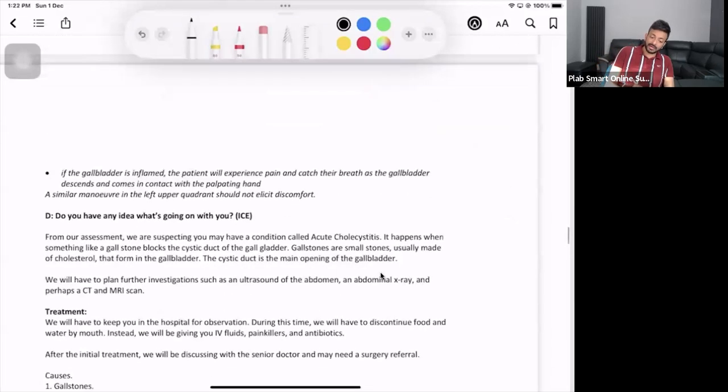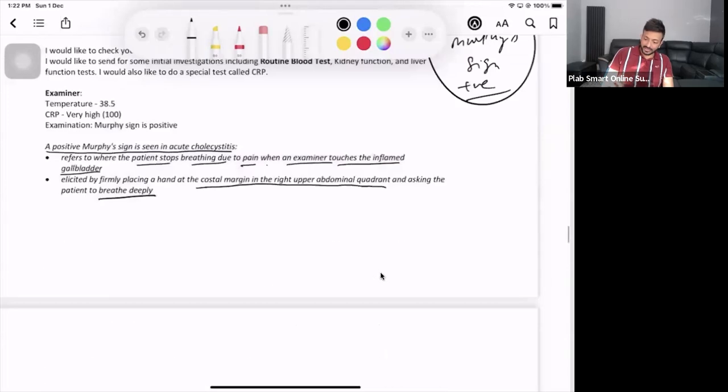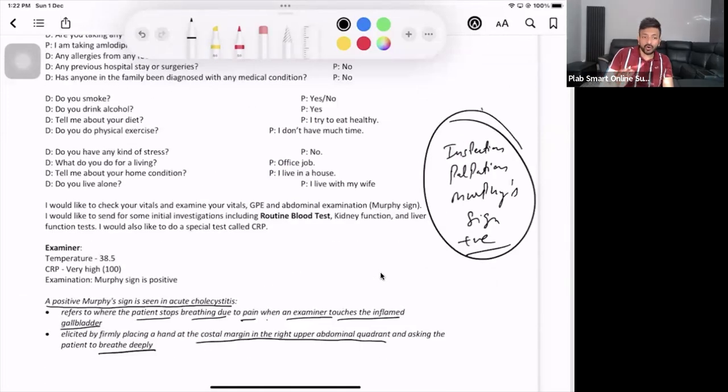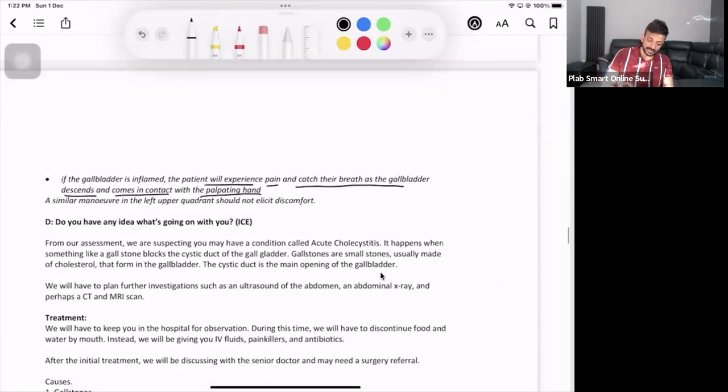Yeah. If the gallbladder is inflamed, the patient will experience pain and catch their breath as the gallbladder descends and comes in contact with the palpating hand. Put your hand here, deep breath, and the pain is going to be there. That is the inflamed gallbladder touching your hand. Positive for acute cholecystitis. So if you're done with this much, move on and give your management plan.